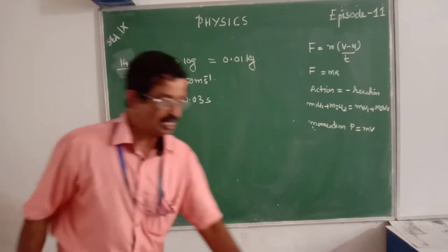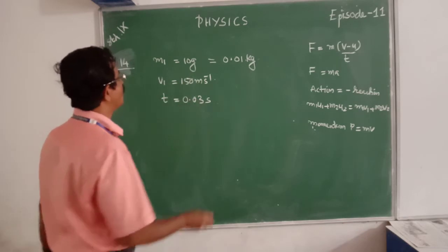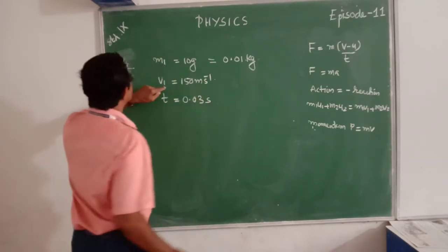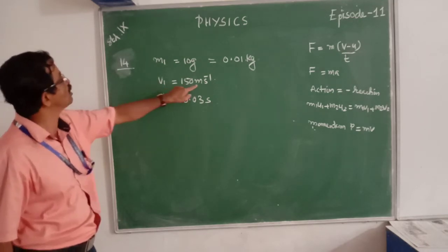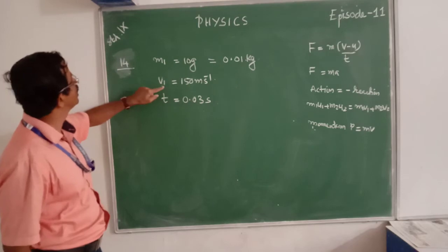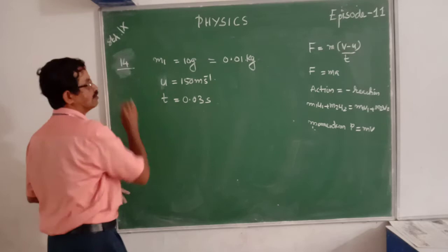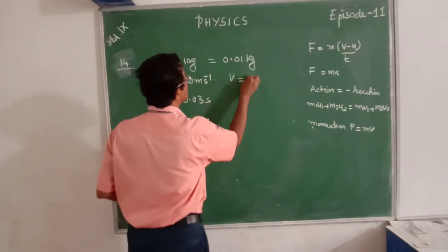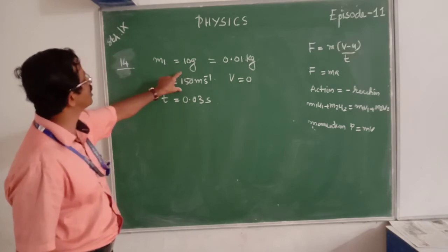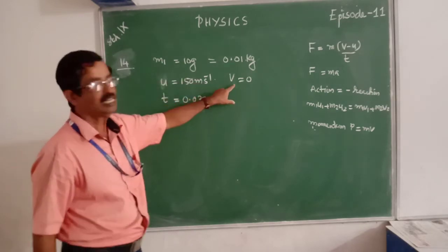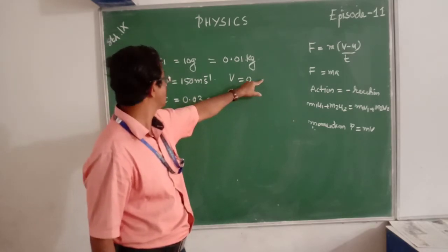The mass is 0.01 kg. The bullet finally comes to rest. So, the final velocity: first we took the velocity of the bullet as 150 meter per second. Here it is better to take u as the initial velocity, and the final velocity v is equal to 0. Initial velocity u is equal to 150 meter per second and final velocity v is equal to 0 because the bullet comes to rest.